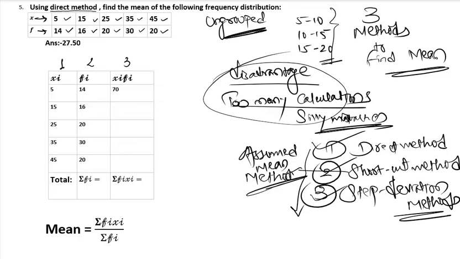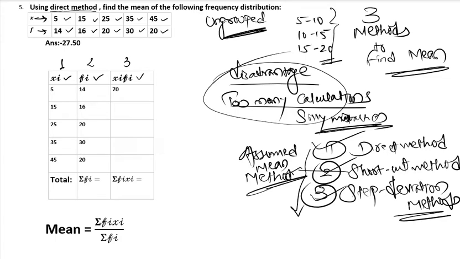What are these columns? The first column is xi. Xi means observation. In your textbook, they might write it as x. I have written xi because some books follow this convention. The second column is fi. Fi means frequency. The third column is the product of xi and fi, xi fi. In your book, they might say xf or fx. It's the same thing.